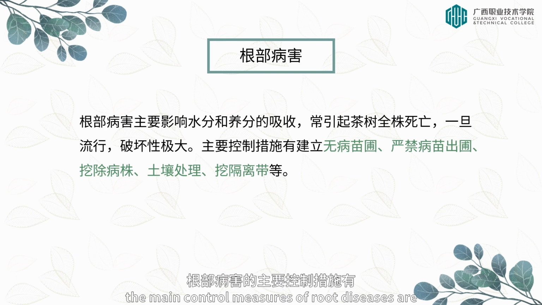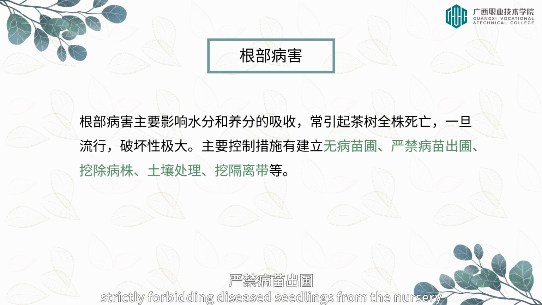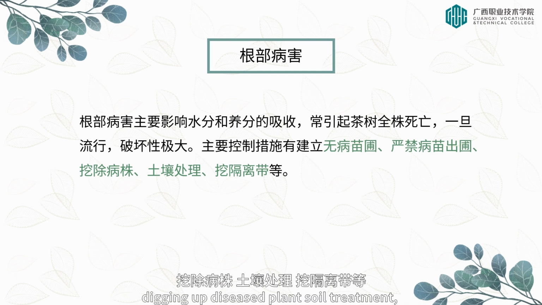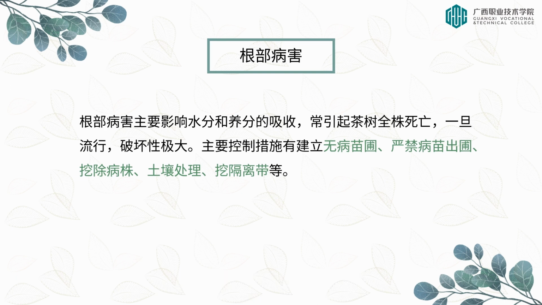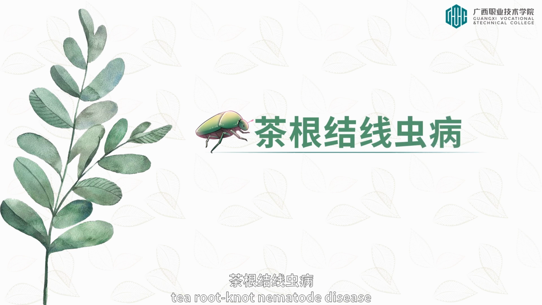The main control measures of root diseases are establishing disease-free nursery, strictly forbidding diseased seedlings from the nursery, digging up diseased plant soil treatment, digging isolation zone, and so on. Next, let's learn the focus of this lesson. Tea root knot nematode disease.